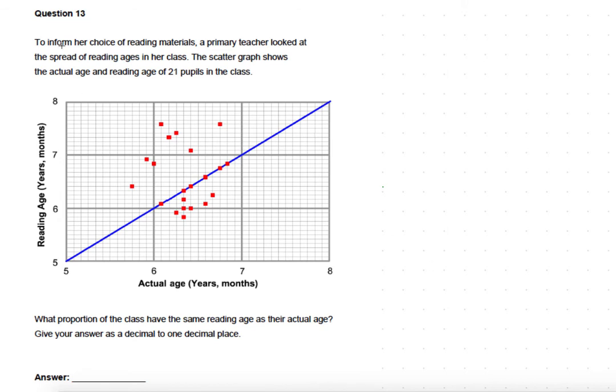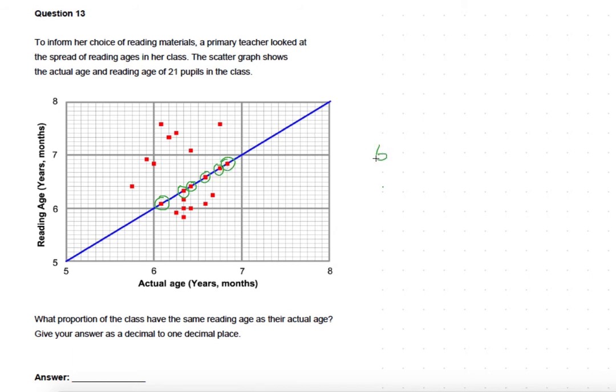Anyway, let's move on and do this question fairly quickly. I want to keep this video fairly brief. Now, I'm not here to teach you how to do the actual scatter diagram and what the blue line is. I've got other videos that would teach you that. Basically this question would be, what proportion of the class have the same reading age as actual age? Well, that's these guys on the line, and we just count those up, nice and simple.